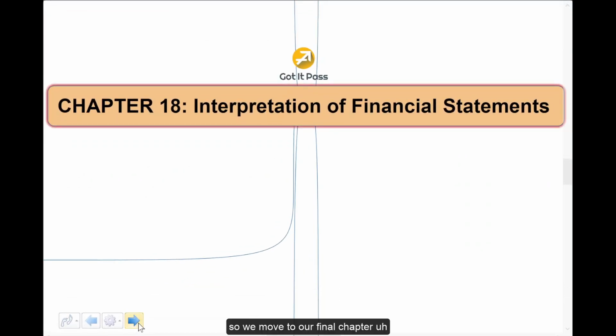So we move to our final chapter, Interpretation of Financial Statements, Chapter 18. This is important for two separate reasons. The first reason really is, obviously, it's a priority chapter for us. I would put it in the top half of the 18 chapters in terms of what we can expect in the big exam. It's an important area for any student of financial accounting or indeed financial statements.